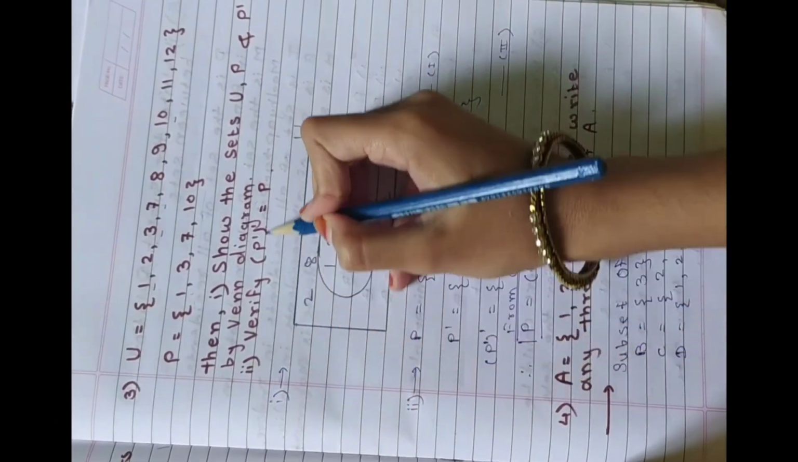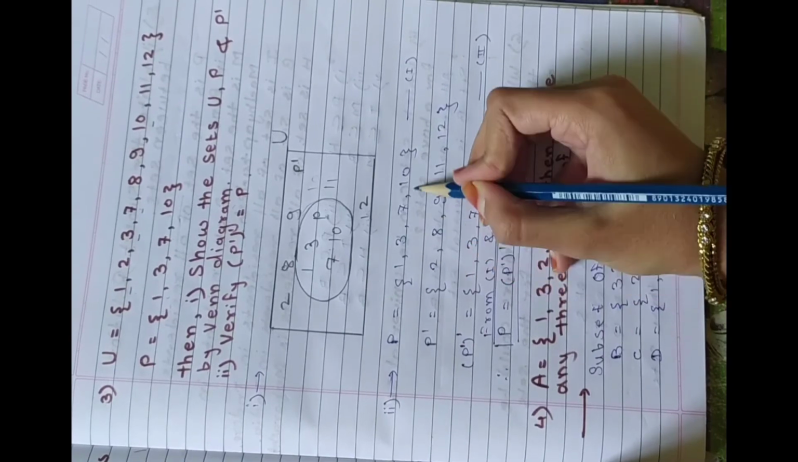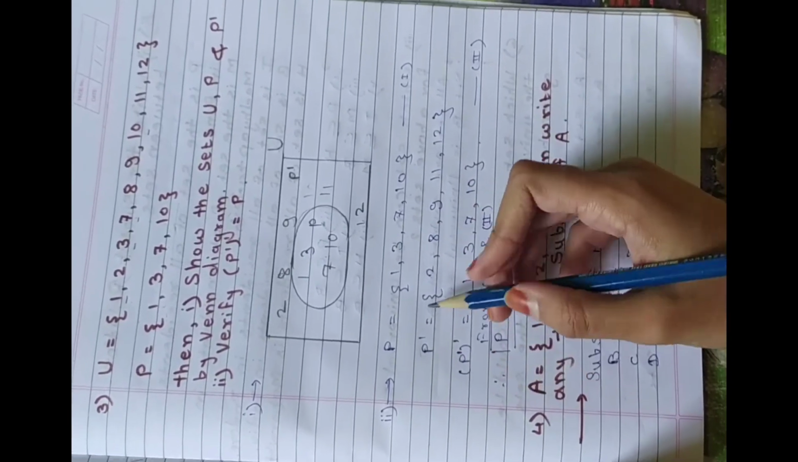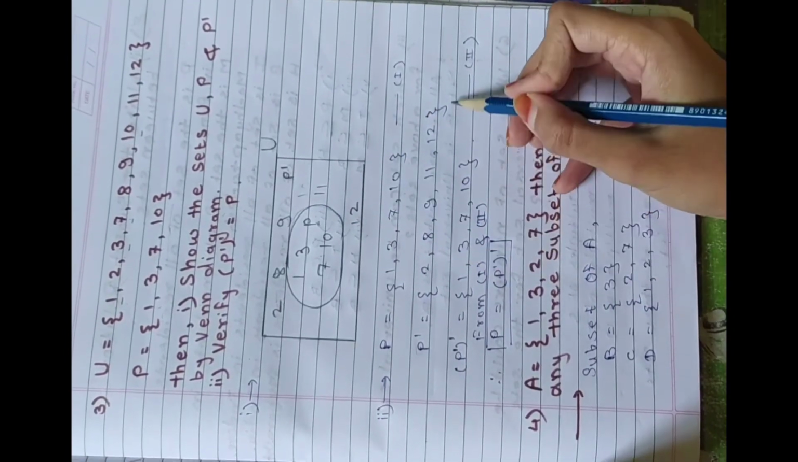Second question: verify that the complement of P dash is equal to P. Now look, P is what? 1, 3, 7, 10. And P dash is what? These numbers are P dash: 2, 8, 9, 11 and 12. All these numbers are P dash.